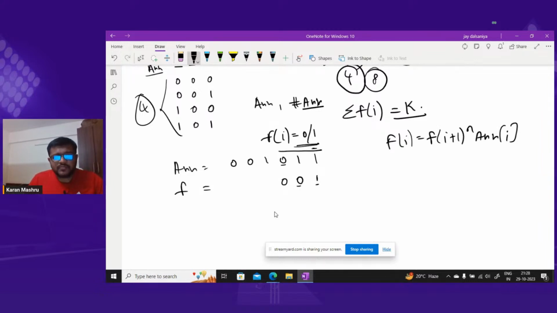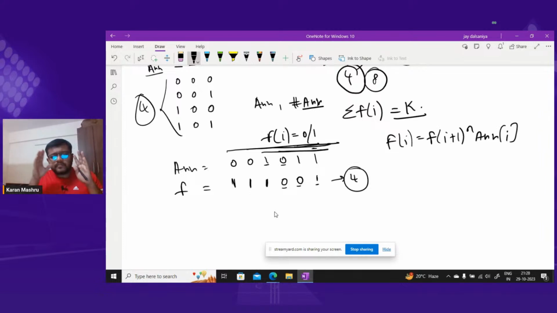The f value at this position will be the XOR between all these four elements, or I can say between this 1 and this 0, so it will be 1. The f value between these five elements will be the XOR between these five elements, it will also be 1. The f value between all these elements will be the XOR between all these elements, and that will also be equal to 1. So the summation of f values is 4. Okay, so in this way, we need to form an array whose summation of f values is exactly K.